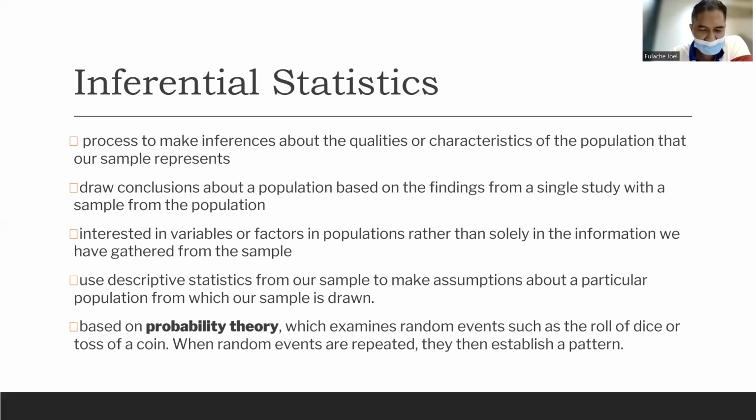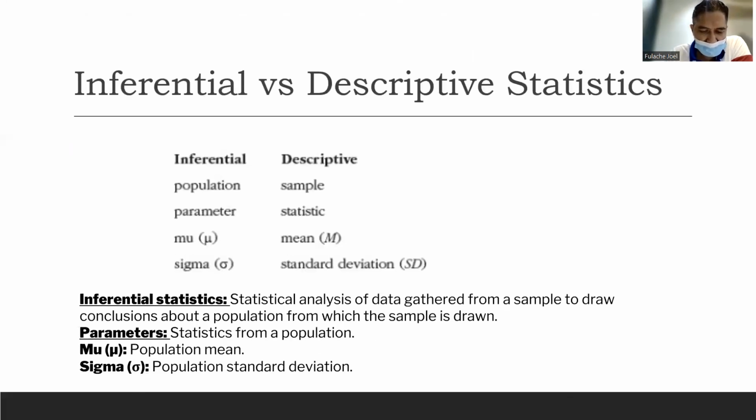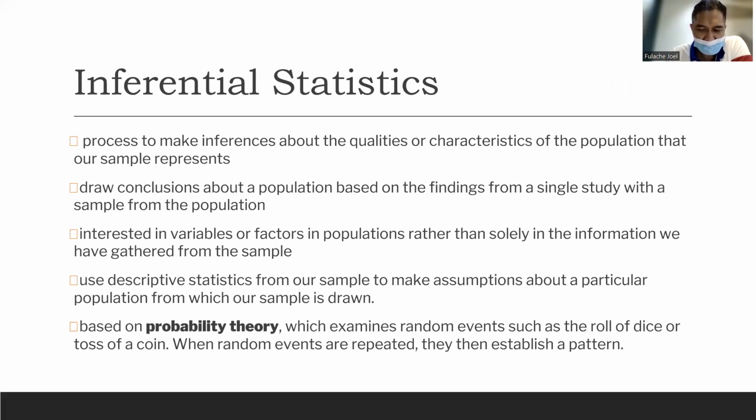Inferential statistics are based on probability theory, which examines a random event such as a roll of dice or toss of a coin. When random events are repeated, they then establish a pattern. It's also used to determine how likely a coin toss result would have occurred in our particular circumstances. Researchers make decisions based on the probability of a finding occurring within certain circumstances.